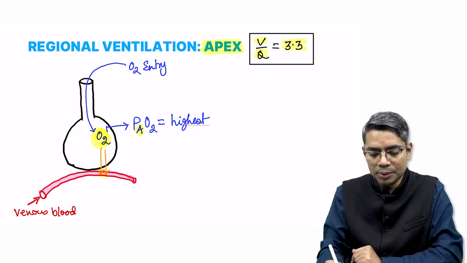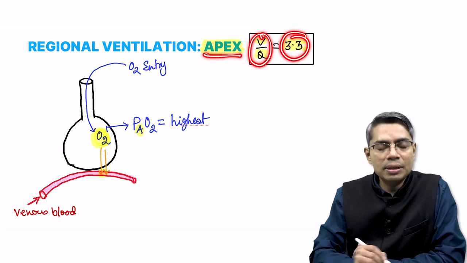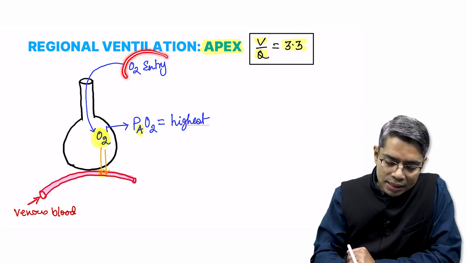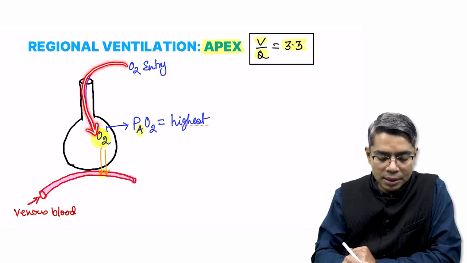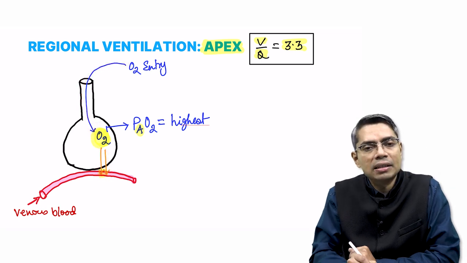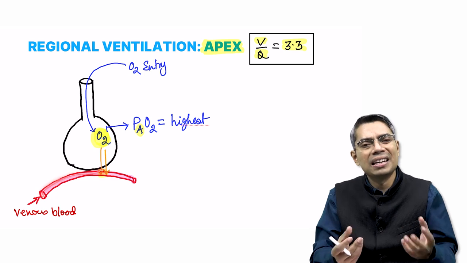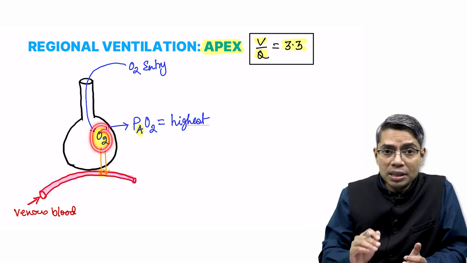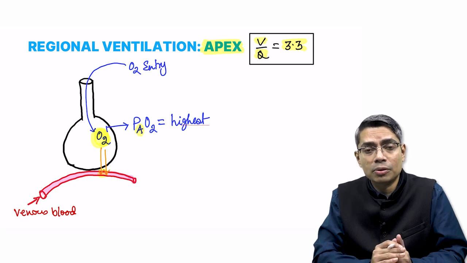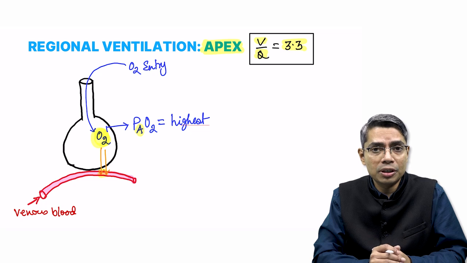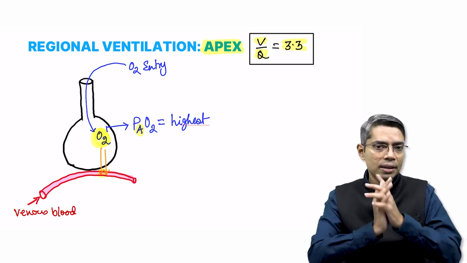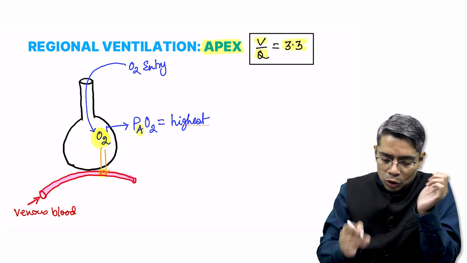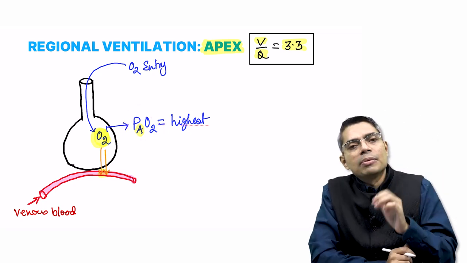At the apical alveoli, the ventilation perfusion ratio is 3.3. It indicates the ventilation is more in comparison to perfusion. If the ventilation is more, what is going to happen? Fresh oxygen is going to enter more inside the alveoli, but all that oxygen is not going to be exchanged at the level of capillary blood because the blood flow is very low. So more oxygen is going to stay inside the alveoli, and the partial pressure of oxygen is going to increase, and that increase is the highest among any region of alveoli. Now if I ask you, what is the normal value of partial pressure of oxygen in the alveoli? Could you tell me?